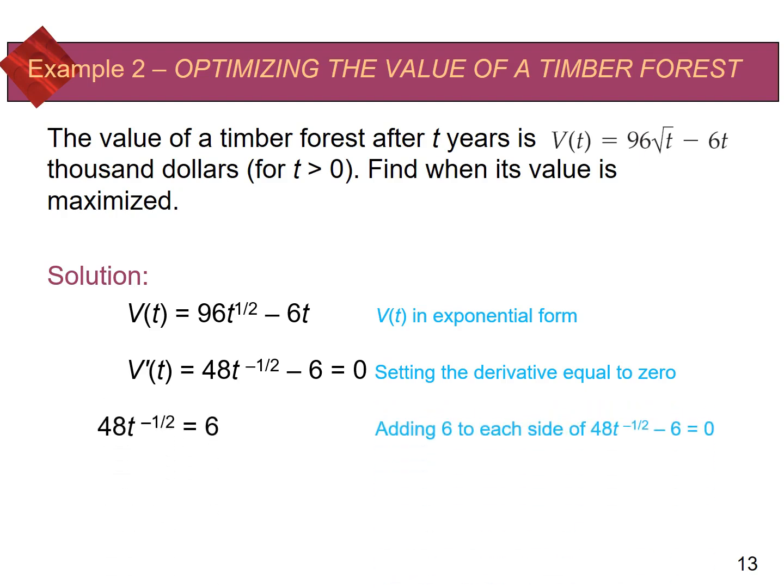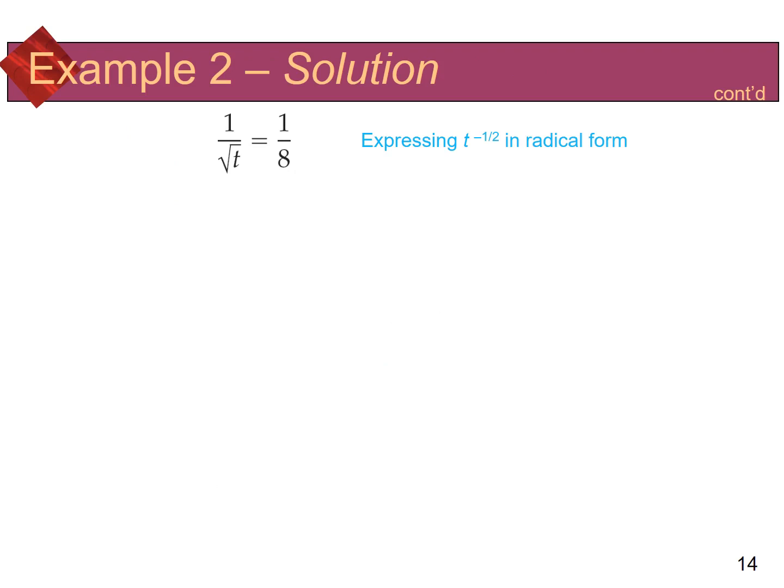So I would get 48t to the negative 1/2 power equaling 6. t to the negative 1/2 power would equal 6 over 48, which is 1/8. So we now reach a point where 1 over the square root of t equals 1 over 8, which means that the square root of t equals 8, which means t itself is 64. So based off of the first derivative test, we do have a critical value at the t value of 64, which represents 64 years.